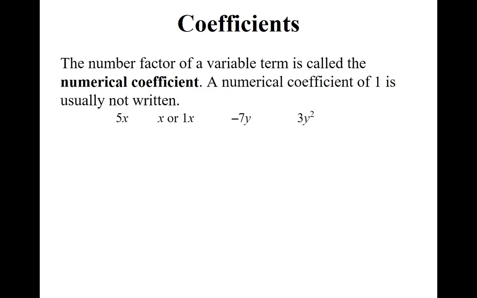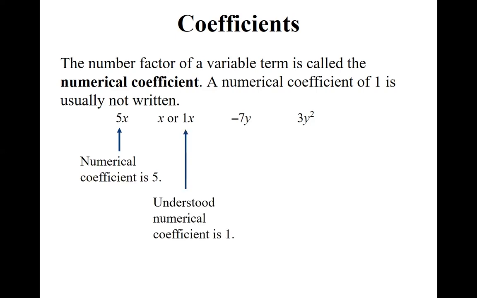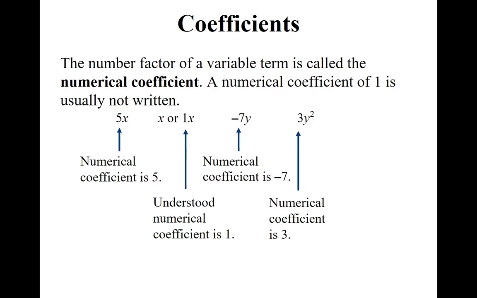So 5x has a coefficient of 5. X is 1x. The understood coefficient is 1. -7y, the coefficient is -7. The sign comes with it. The sign is part of the coefficient. The coefficient of 3y squared is 3.